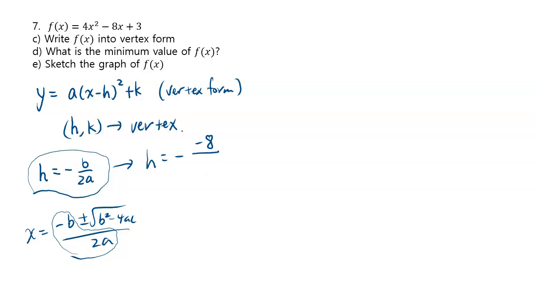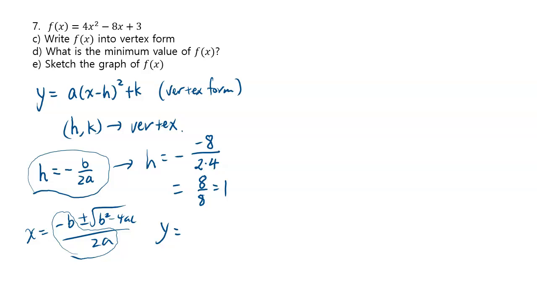Negative 8. And then a is 4. So this is negative of negative 8, which is 8, divided by 8. That's 1. Okay, so you got the h as 1. And you just need to know the y-coordinate of the vertex. But the vertex is a point on the graph, right? So if you have a point on the graph and you know the x-coordinate, how do you get the y-coordinate? You plug it into the x, right?